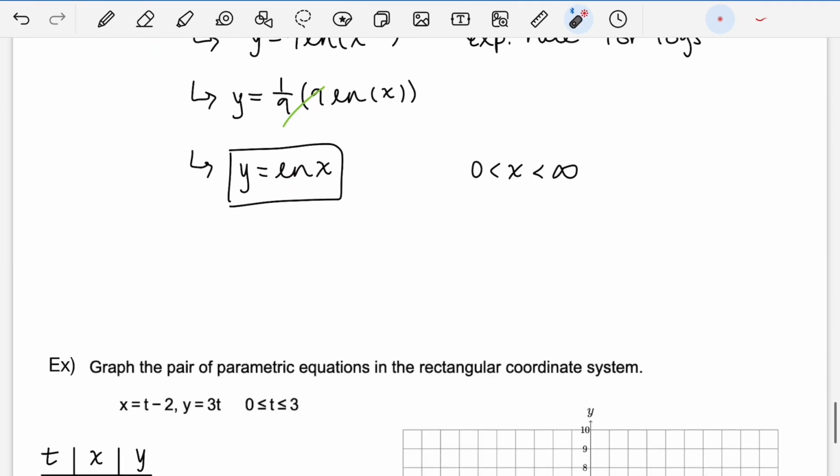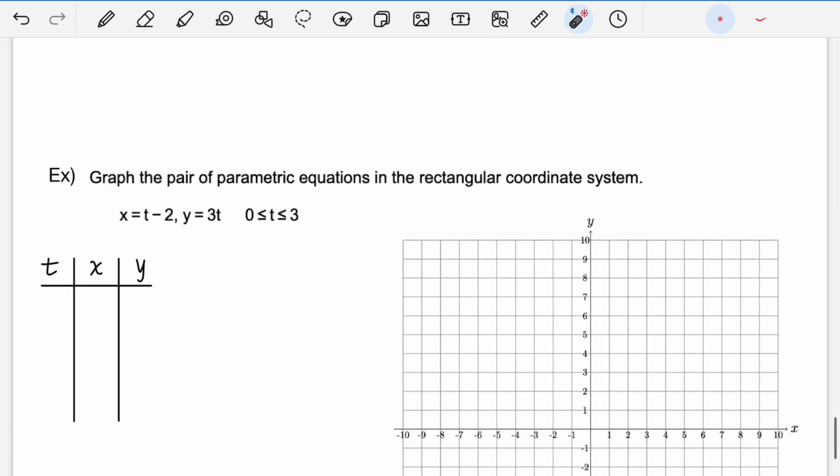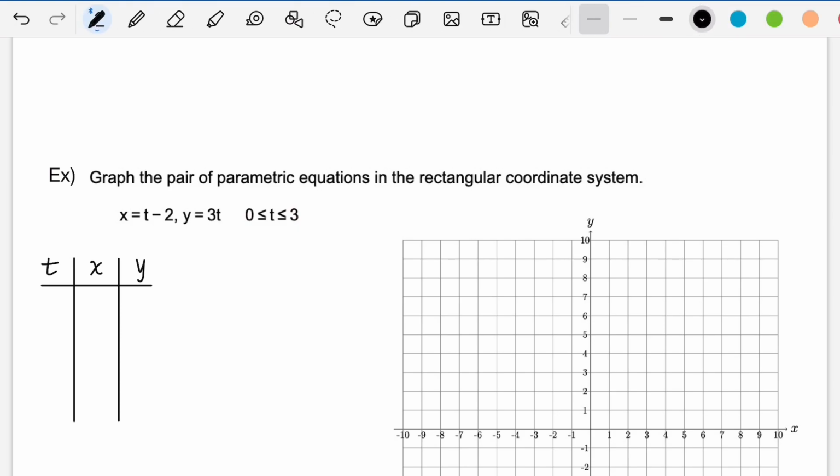All right, let's look at another example. In this case, we want to graph the pair of parametric equations in the rectangular coordinate system. And we're given this pair here for t values in between 0 and 3, including both of those. So in this case, what we'll do is plug in our values for t. And so t is going to be in between 0 and 3, so we're going to include those values.